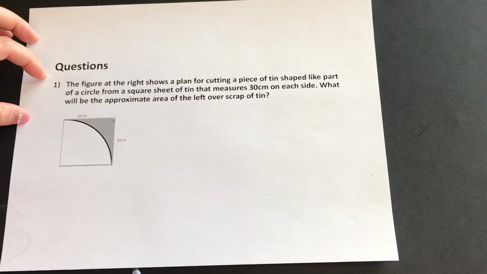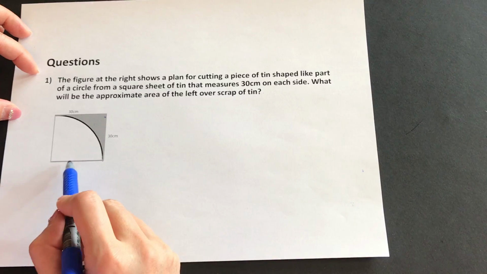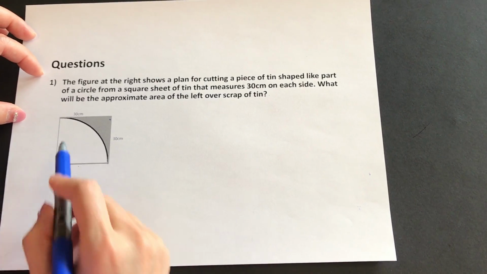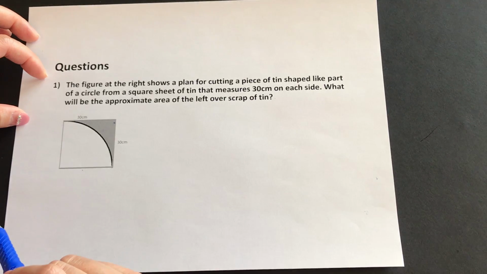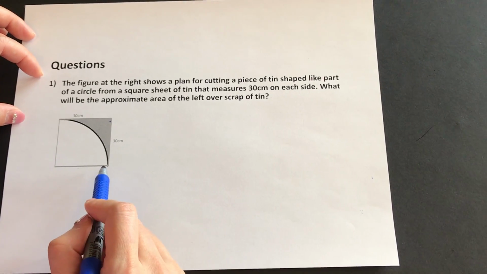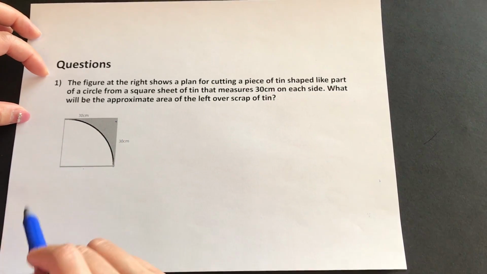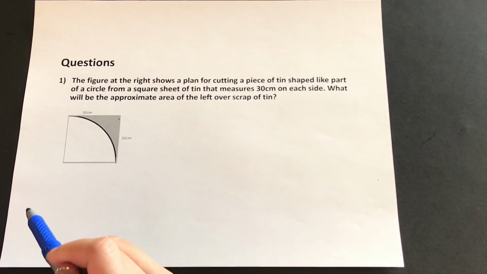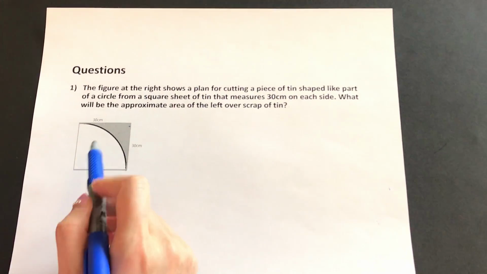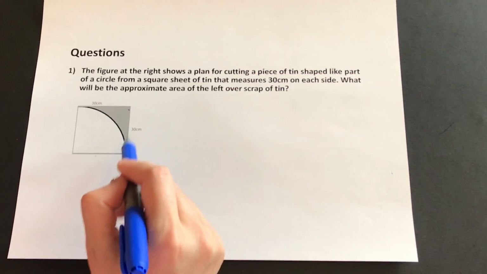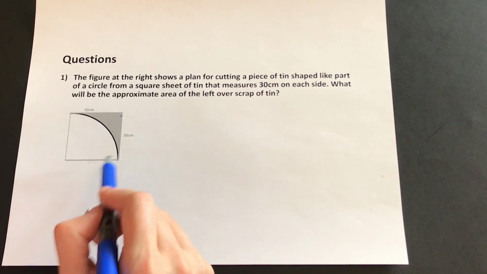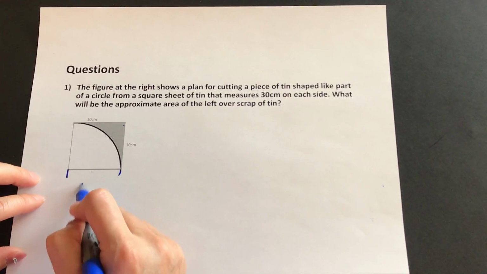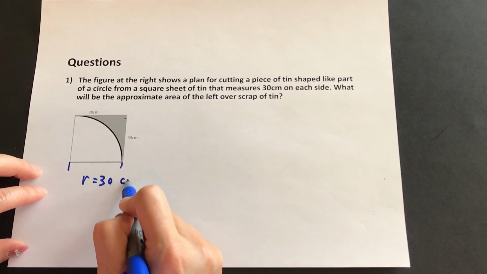Okay, another question. The figure here shows a plan for cutting a piece of tin shaped like a quarter of a circle that measures 30 centimeters on each side out of this square. So this problem is almost exactly the same as the problem that we just saw. Instead of having a full circle cut out, you cut out a quarter of a circle. So now the circle has a radius of 30 centimeters.